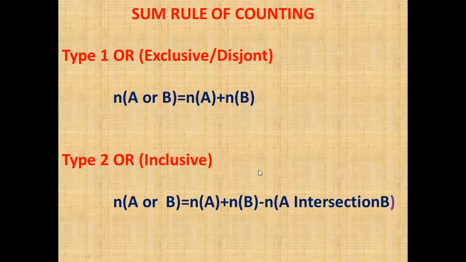But if we have something common between two events, let us say A is an event of getting an even number on a dice and B is an event of getting a number which is a multiple of 3. So A consists of elements like 2, 4 and 6. B consists of elements like 3 and 6. So 6 is common in both. In that case, we will be using type 2.